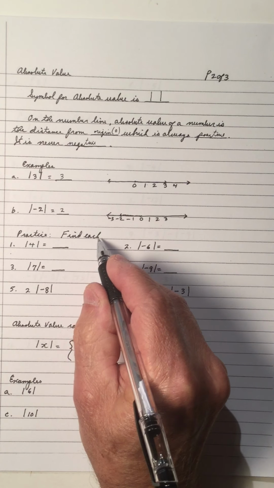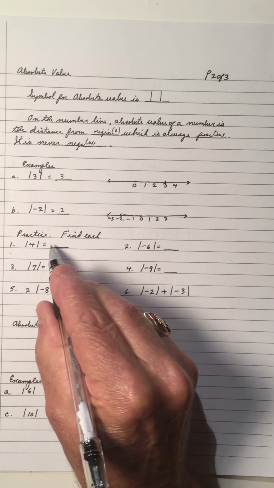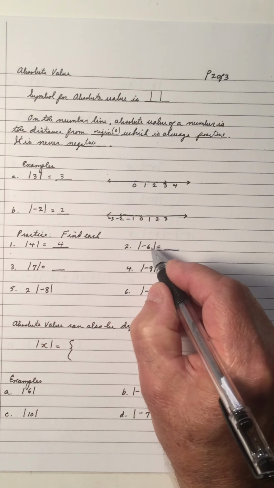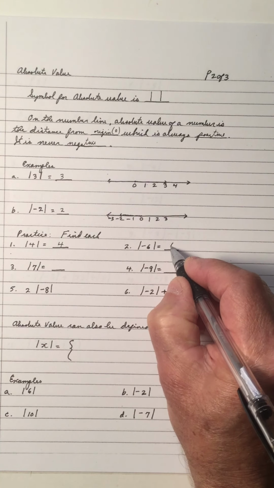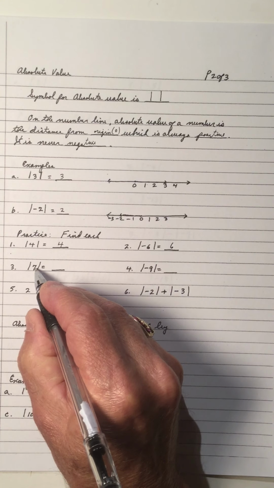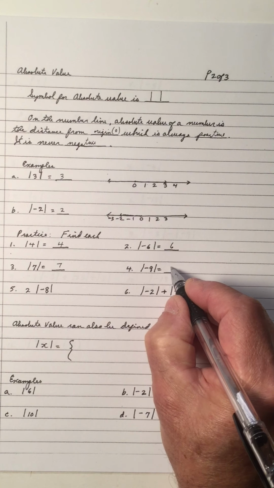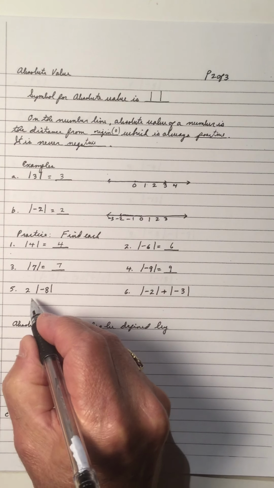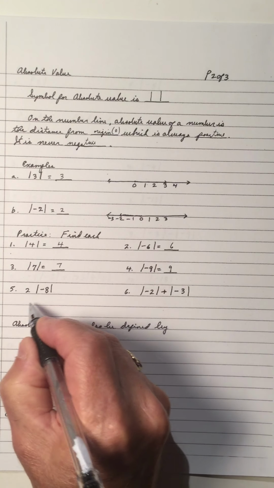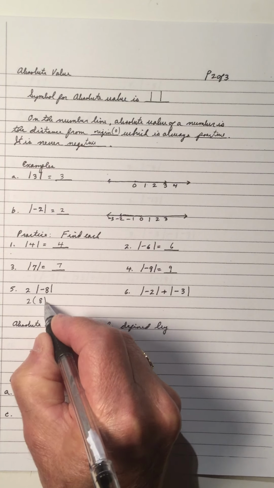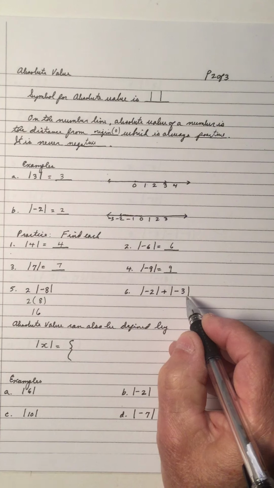Practice. Pause the video if you wish and work out these answers. Find each. The absolute value of 4 is 4. The absolute value of negative 6 is 6. The absolute value of 7 is 7. The absolute value of negative 9 is 9. And this is 2 times the absolute value of negative 8, which is 8, and 2 times 8 is 16.